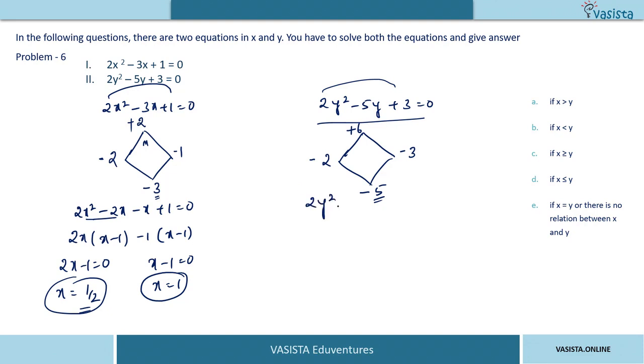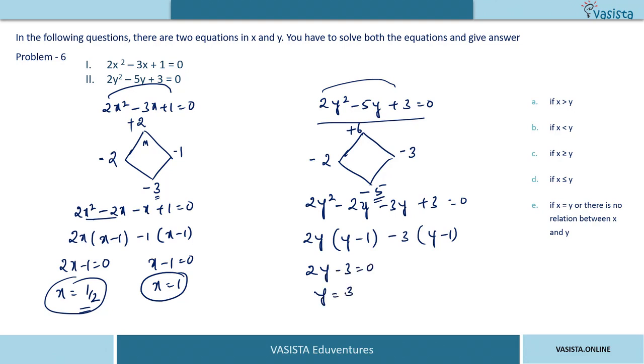Now simplify it here. 2y square minus 2y minus 3y plus 3 is equal to 0. You need to avoid all these steps, only for explanation purposes I am showing you. Now 2y I will take common, and minus 3 I will take common, so y minus 1. 2y minus 3 is equal to 0, or y is equal to 3 by 2. Here y minus 1 is equal to 0, or y is equal to 1.